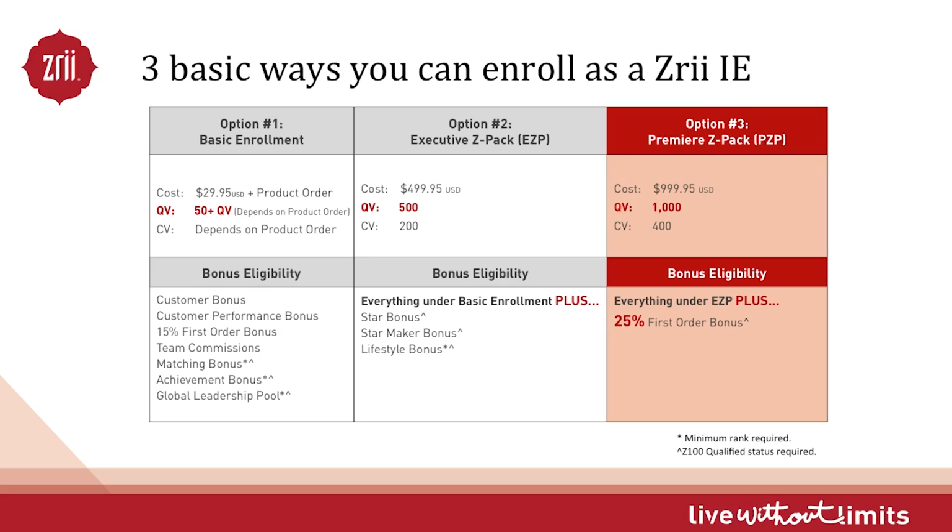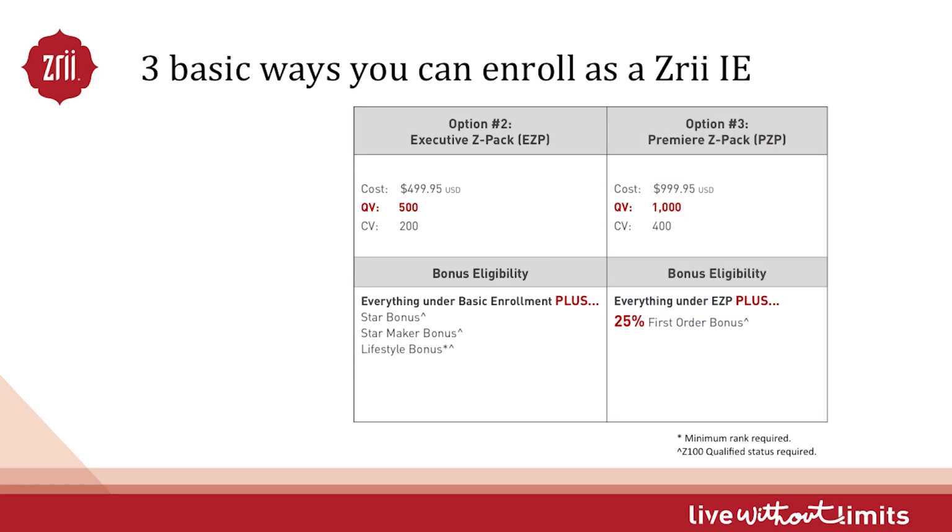If you enrolled with option number 1 or 2, the basic or EZP levels, the good news is that you can still unlock PZP status by accumulating 1000 QV in personal product orders within your first 28 days as a Zrii independent executive. For the purposes of the Power of Two system, you'll want to enroll at or unlock the EZP or PZP levels, because this allows you to maximize the rewards and bonuses you can earn from Zrii.